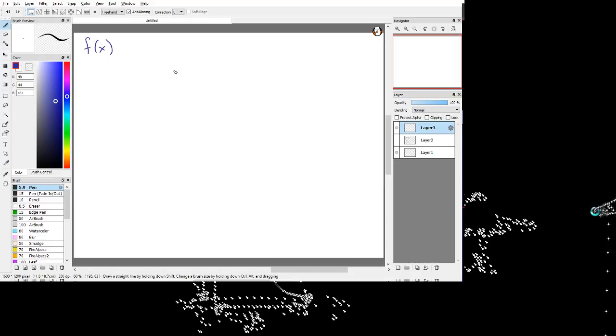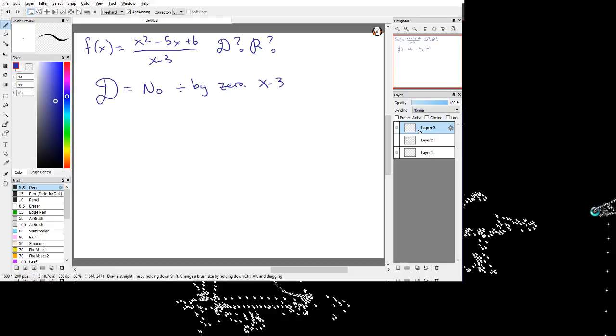And let's let f of x be equal to x squared minus 5x plus 6 all over x minus 3. I'm going to look at the domain and the range of this. For the domain, we're thinking no division by 0. So that means that x minus 3 cannot be 0, which means that x cannot be 3. So we would say that the domain of f is equal to the set of all x such that x is not equal to 3. Cool.